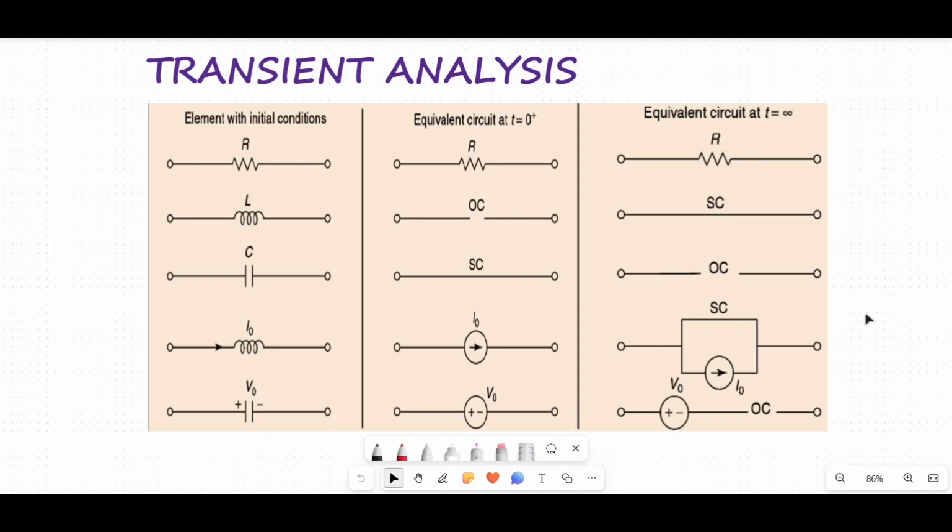Hello guys, welcome back. Today we're going to continue with the transient analysis. So before we continue, let us just recap what we have discussed in our last class.